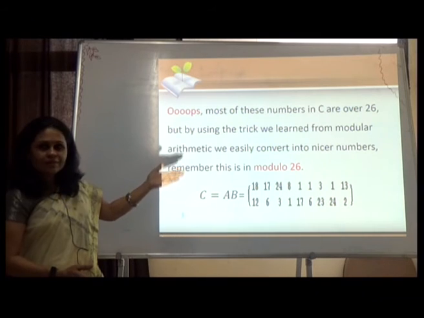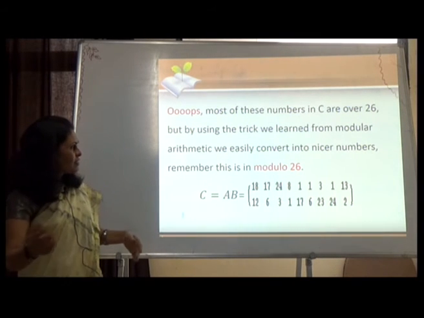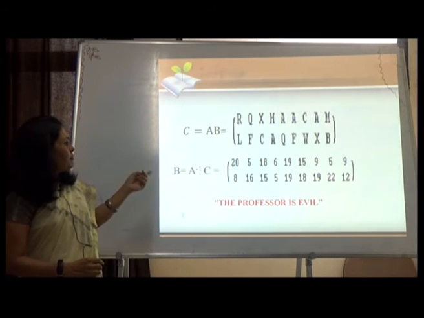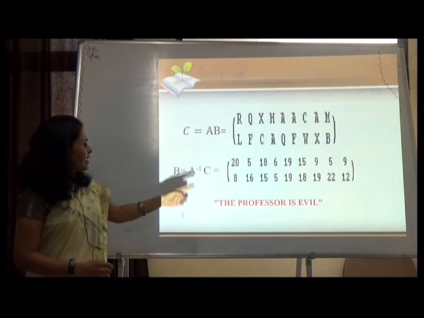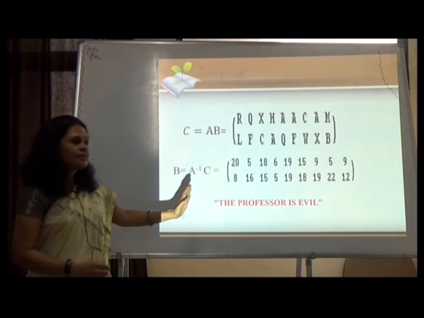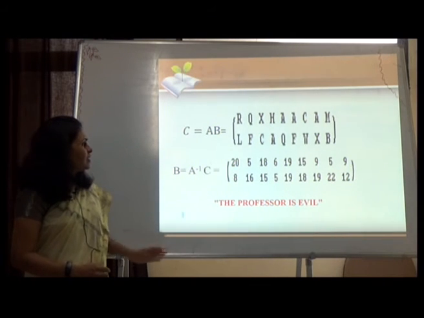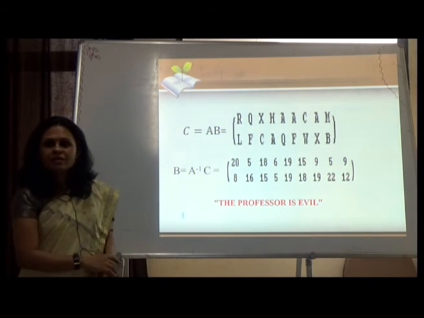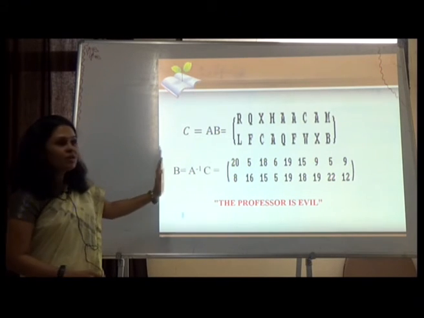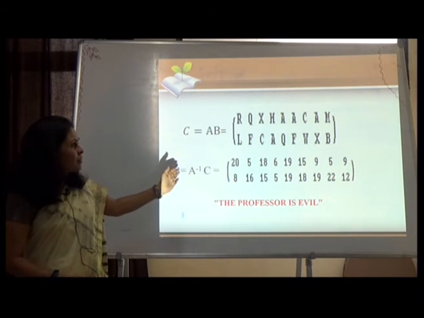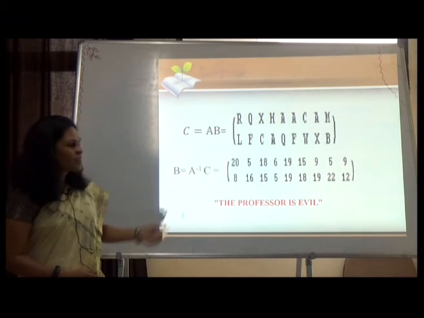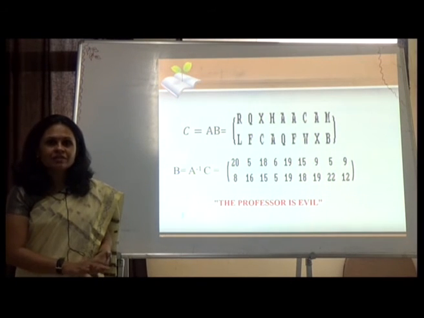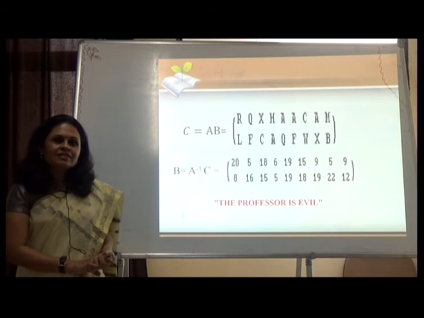Again the inverse of A. Let us go ahead. If I multiply A inverse with this C matrix, what I get is again the translated message. You can see, the professor is evil. This is A inverse into the C matrix. Whatever matrix we got, we multiply it by A inverse, and then we get the message translated: the professor is evil. Wasn't it interesting, students?